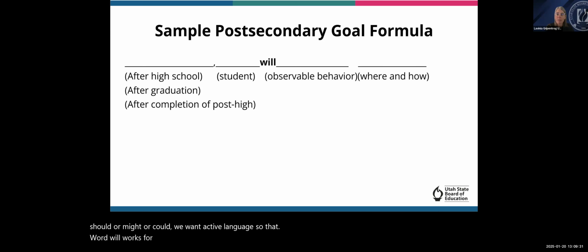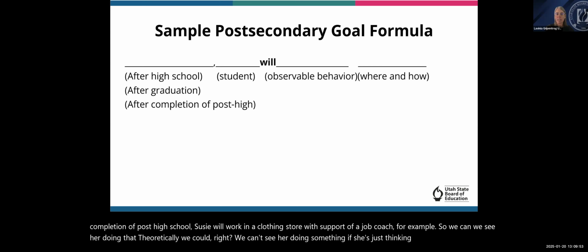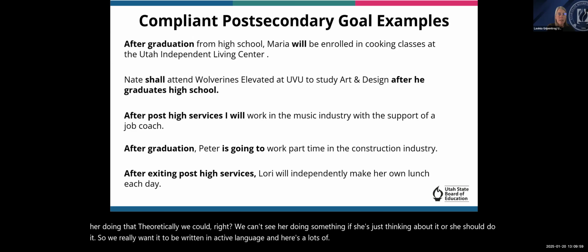And then the observable behavior: can we actually see the student doing it? So for example, after completion of post-high school, Susie will work in a clothing store with support of a job coach. So can we see her doing that? Theoretically, we could, right? We can't see her doing something if she's just thinking about it or she should do it. So we really want it to be written in active language. And here's lots of examples coming up.